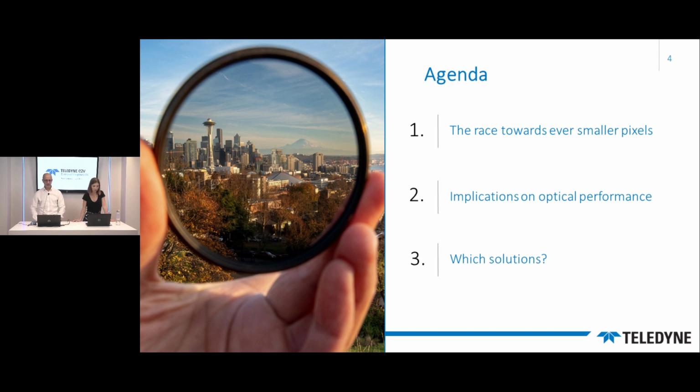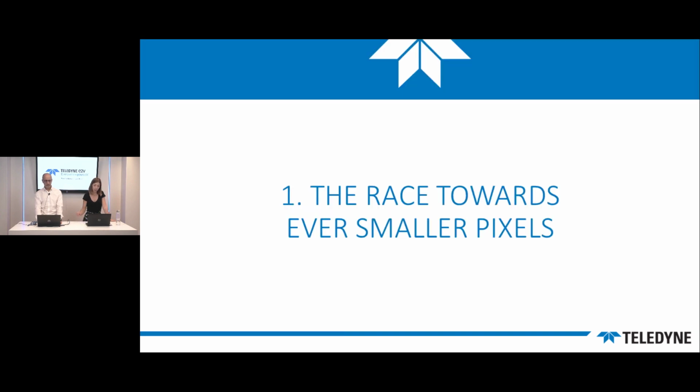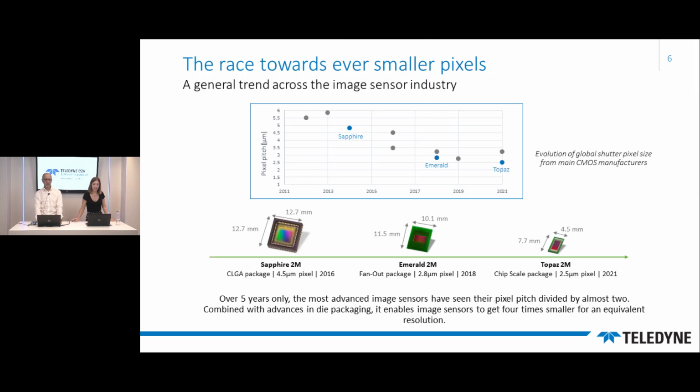So let's start with a simple observation we can all agree on, I think, which is that the pixels of image sensors are getting smaller and smaller. Because if there is one big trend of the image sensor industry we can draw, it's the permanent race we see towards ever smaller pixels.